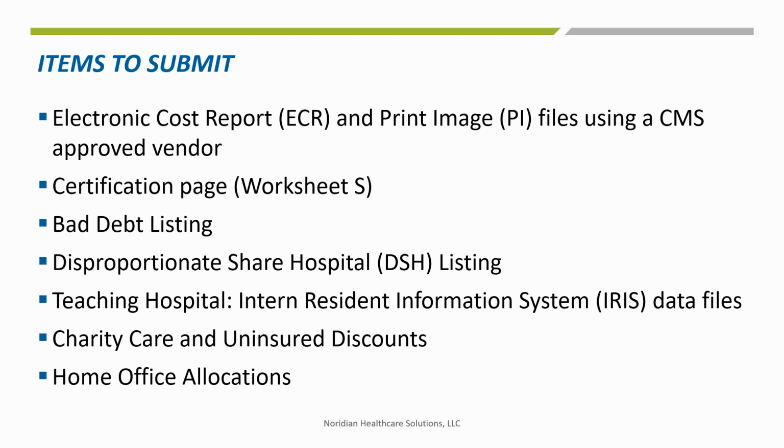For hospitals claiming a disproportionate share hospital, DSH, payment adjustment, you need to include a detailed listing of the hospital's Medicaid eligible days that corresponds to the Medicaid eligible days claimed in the cost report, submitted as Exhibit 3A for cost reporting periods beginning on or after October 1st, 2022.